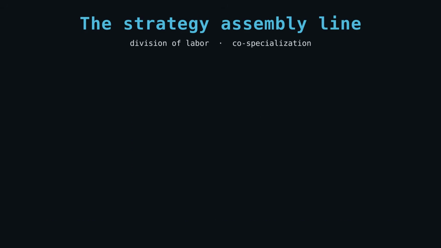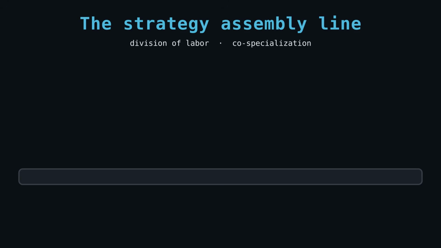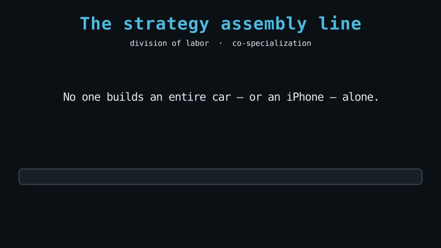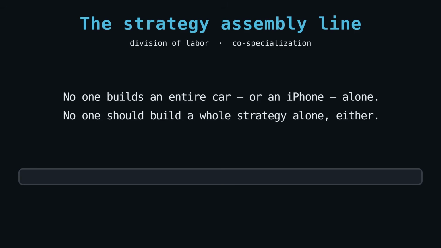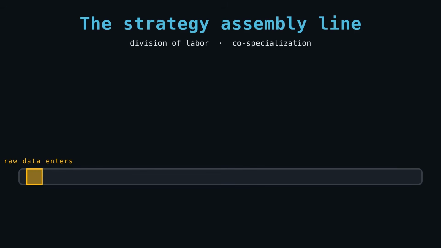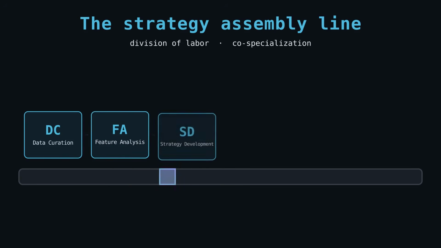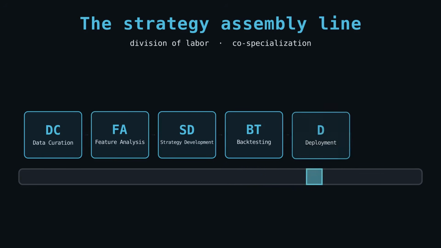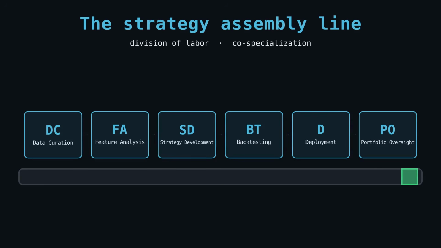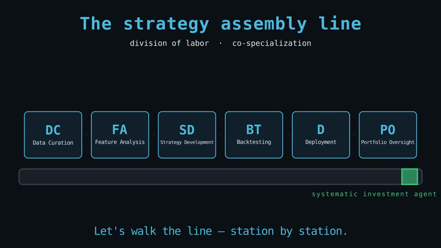So Lopez de Prado borrows the idea that powers modern industries: division of labor and co-specialization on an assembly line. No single person builds an entire car or iPhone, and no single person should build a whole strategy. Raw data enters and is refined at 6 specialized, auditable stations: data curation, feature analysis, strategy development, backtesting, deployment, and portfolio oversight, until it emerges as a systematic investment agent. Let's walk the line, station by station.